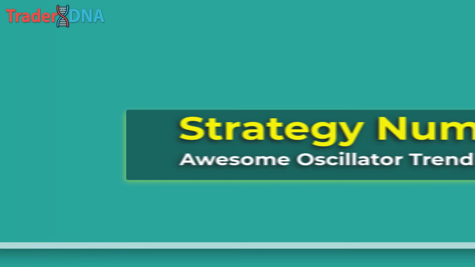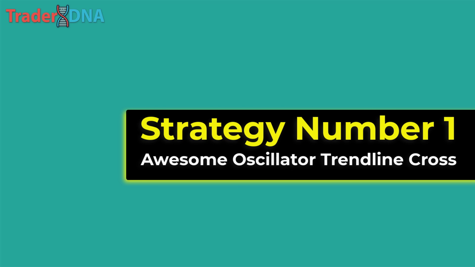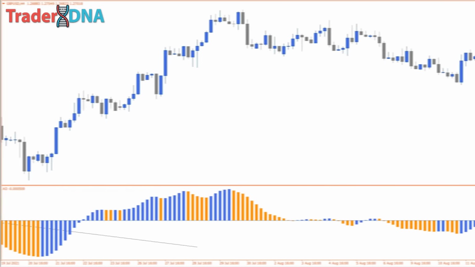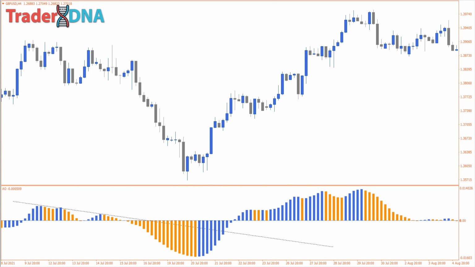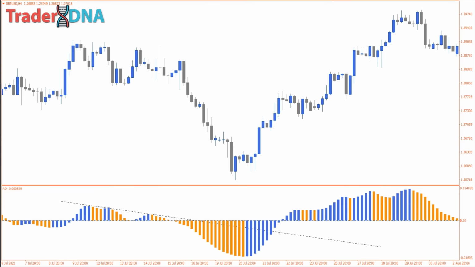Strategy number 1. Awesome Oscillator Trendline Cross. This approach helps us avoid volatile markets and allows us to capture gains before waiting for confirmation from a break of the zero line. Long setup. First, the Awesome Oscillator has two swing highs above the zero line.